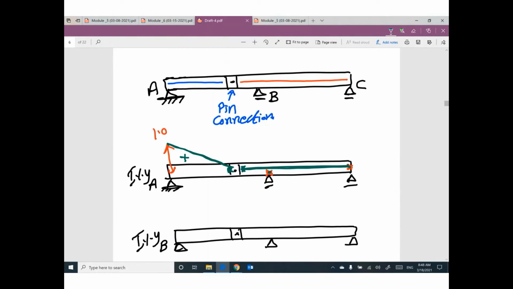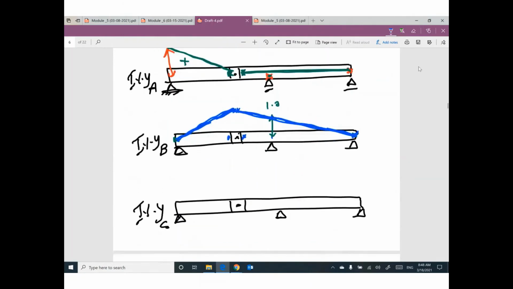Influence line for YB, push support B up by 1. Any other support without movement. If this point as it is, if this point moved up, I think this part will remain a straight line like this. Do you agree? This side of the connection moved up, the other side will move up, so the new position of this part will be like this.